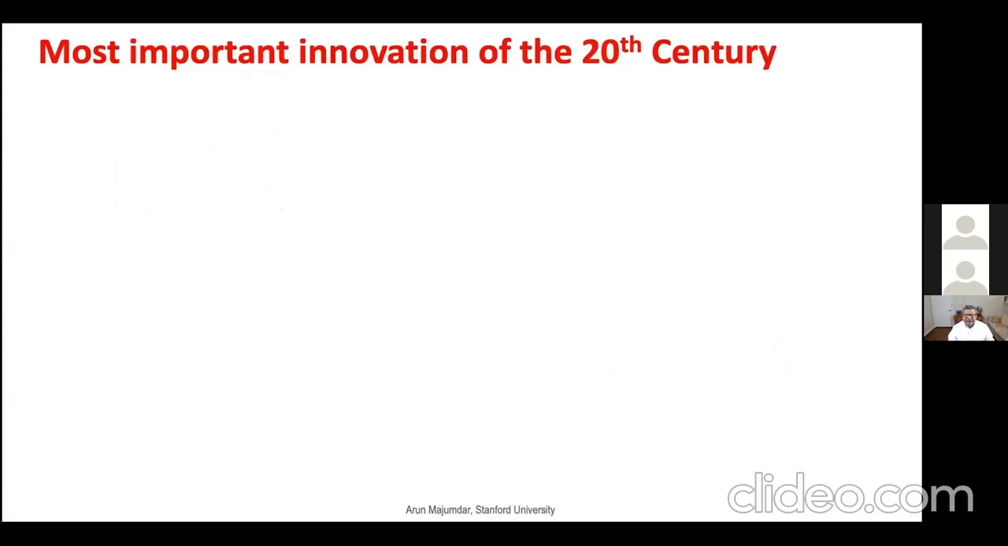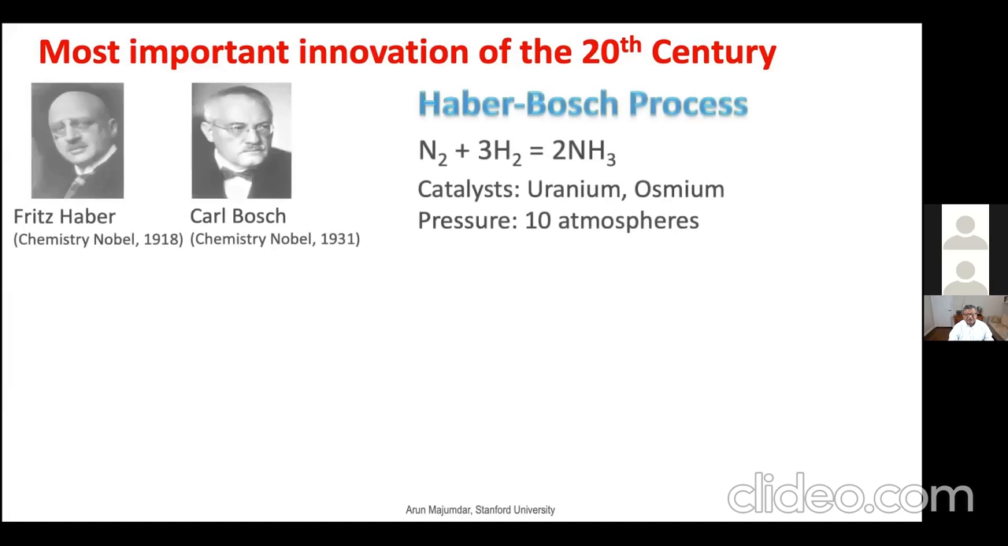So let me just step back a little bit and ask the question, what was the most important innovation of the 20th century? And a lot of people would think, oh, it's the computer chip or transistor or nuclear energy and all of that. It turns out, and there was a lot of study done at the turn of the century, that it is none of those. What was thought to be the most important innovation is the Haber-Bosch process of breaking the triple bond of nitrogen, combining it with hydrogen to form ammonia.